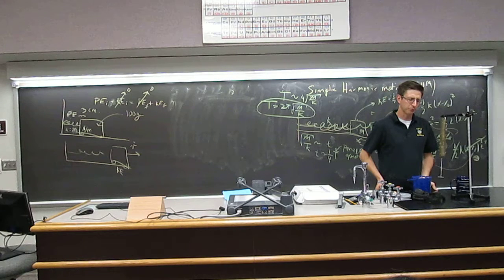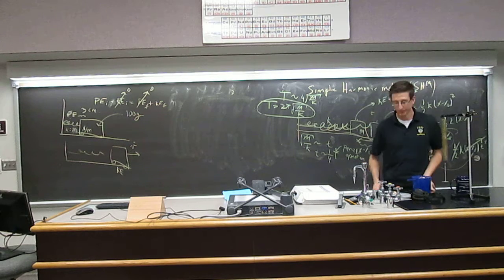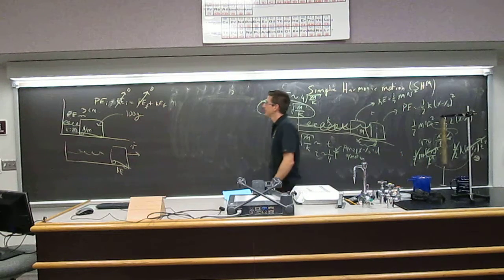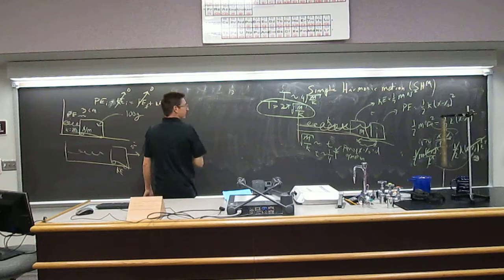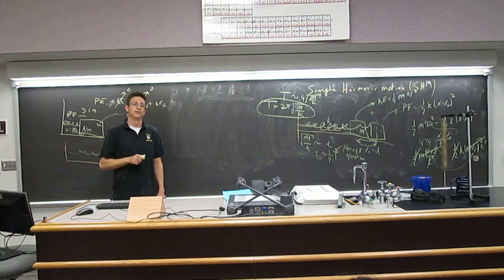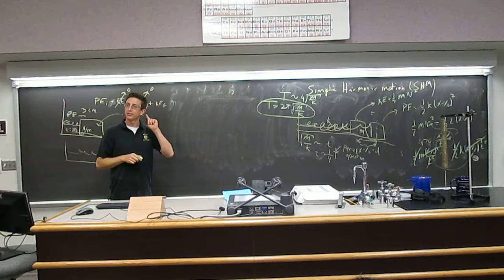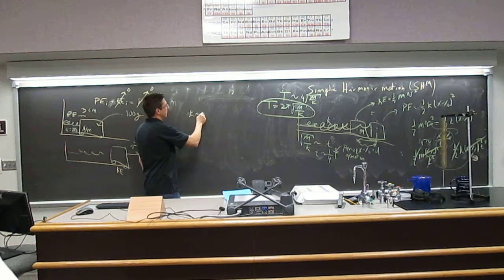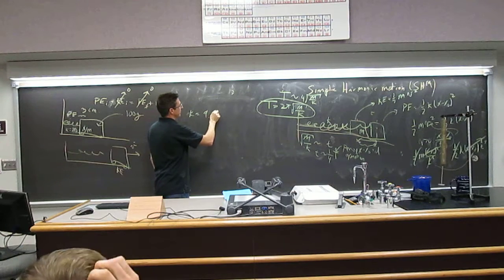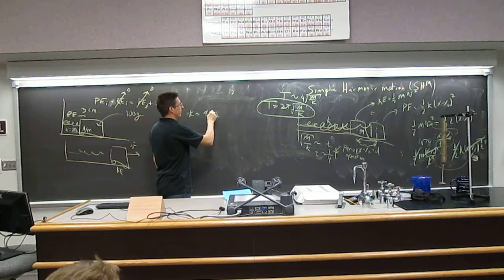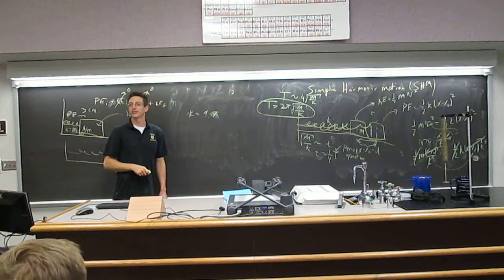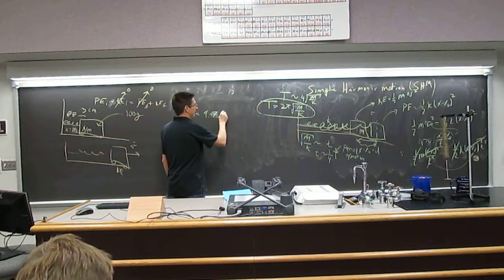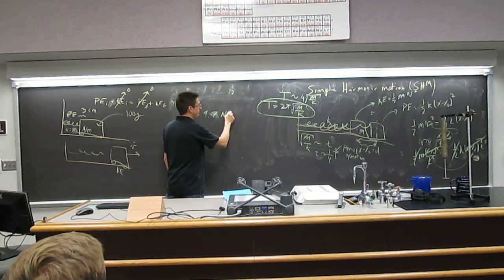Anyone remember what the spring constant we got for this was? Yesterday we measured the spring constant directly. What was it? 9.65. Okay, so K from yesterday was 9.65. We're going to do it pretty rough. Let's do about 9.7 newtons per meter.